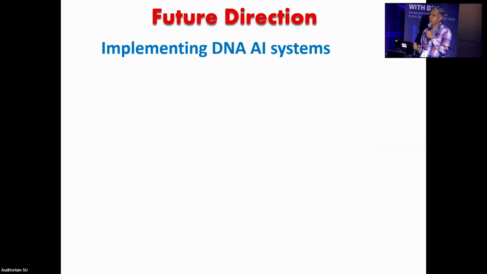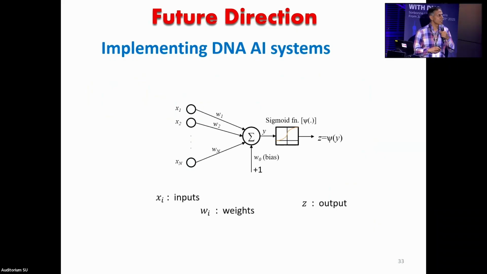The future direction for this project is to implement DNA artificial intelligence systems, and we actually already have the basic units that we need. For example, for a simple perceptron, we have the multiplication to multiply each input by its weights. And also we have implemented this sigmoid function. So we can implement this, and we are going to implement more complex circuits by cascading or connecting perceptrons together.